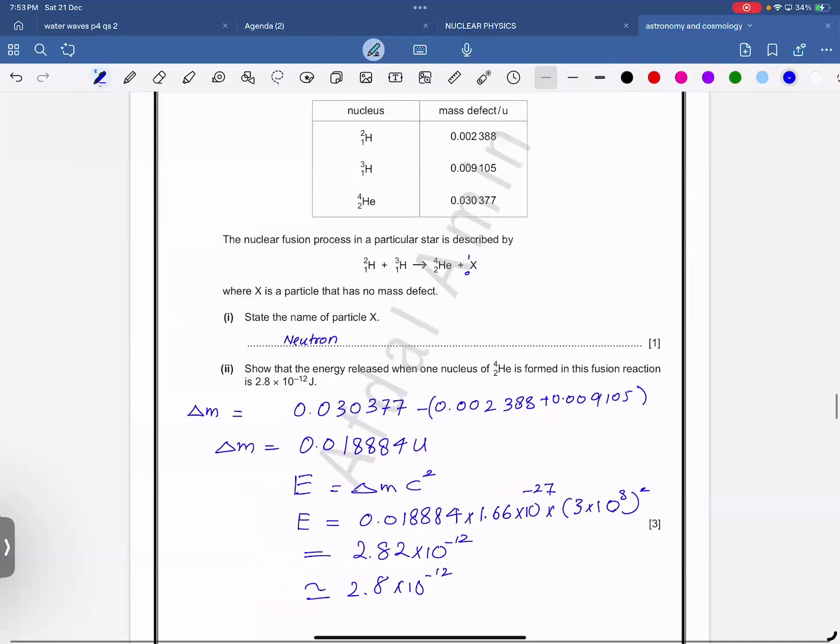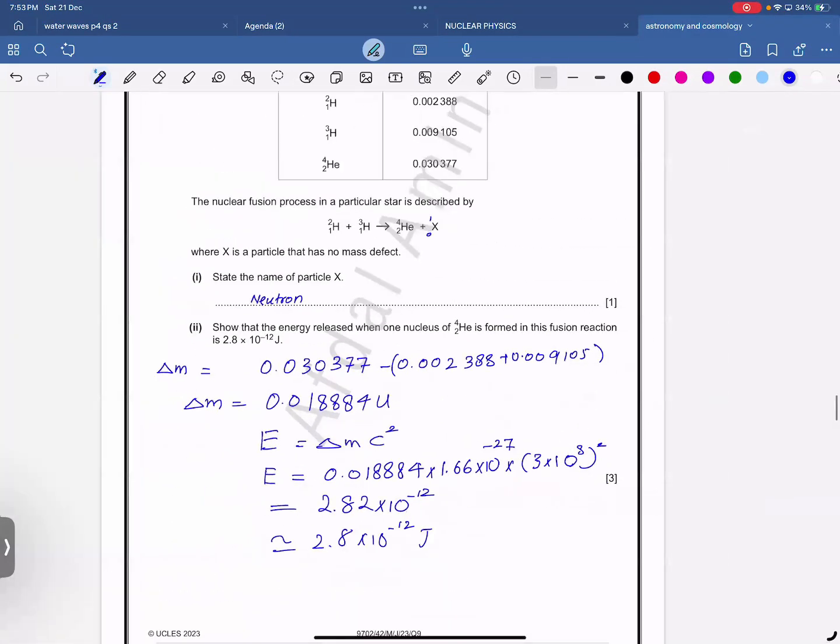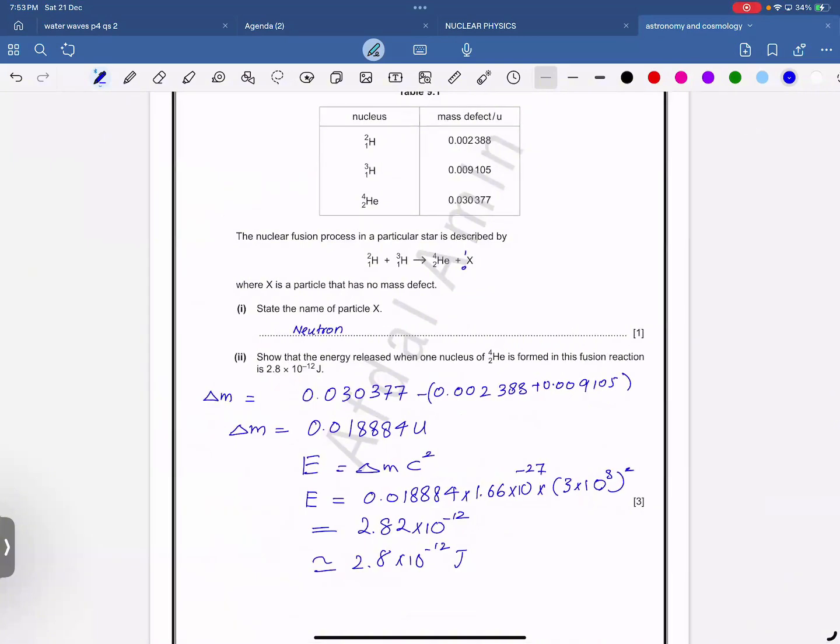Actually, they did not give us the masses. They say mass defects. So mass defect over there, mass defect over there. So overall mass defect, you can say. One is excess, other is defect. So overall, they gave you the values. There is no mass defect for the neutron. I only use the total mass defects during the reaction.